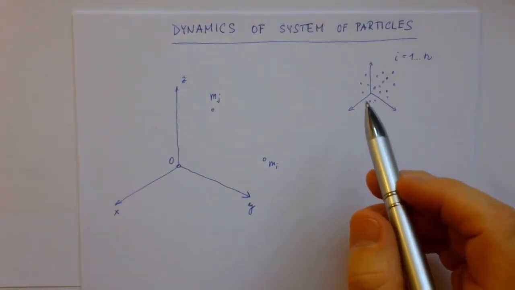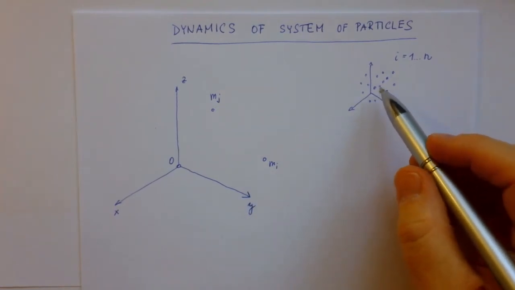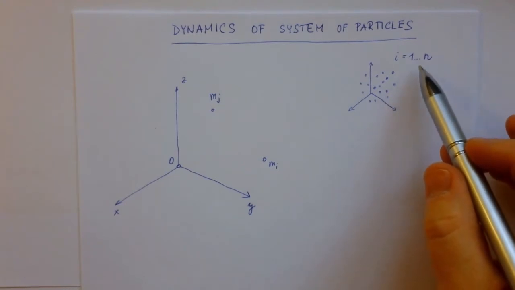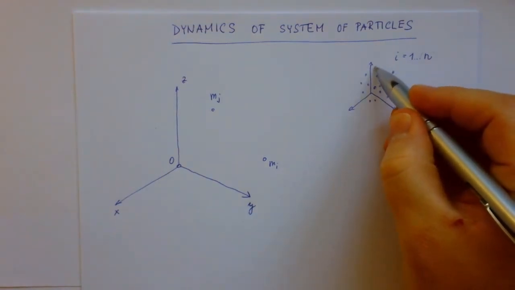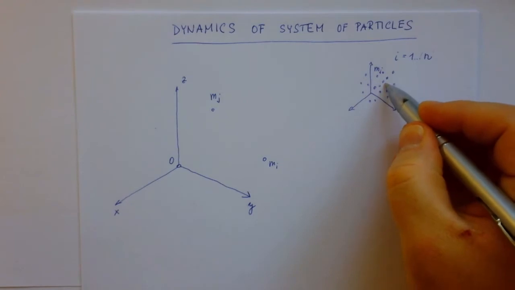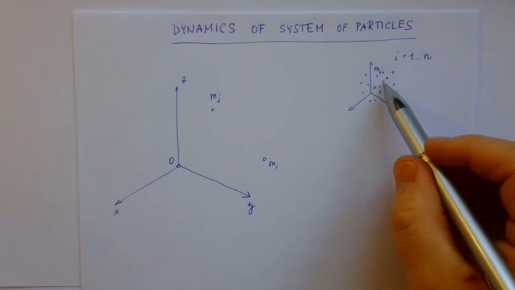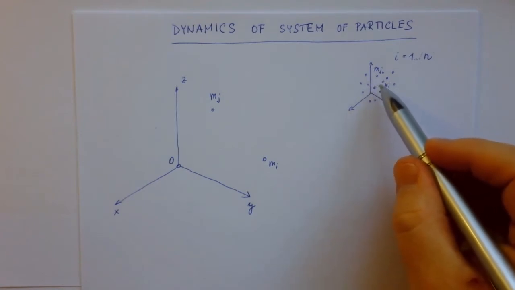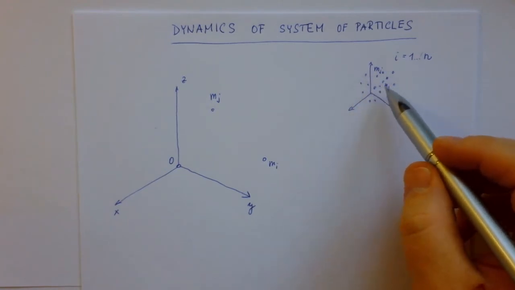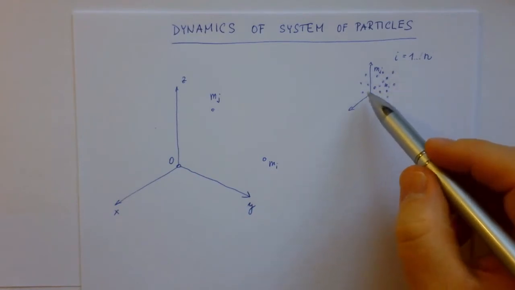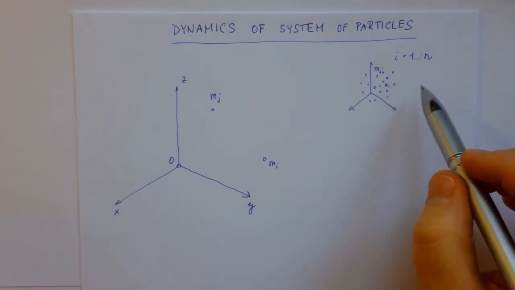Dynamics of system of particles. Let's consider we have many particles in space. For example, we have a total number of n particles, where we can denote some particles as mj and mi and so on. And these particles are interacting internally between each other, and also this system of particles is interacting with the outside environment.